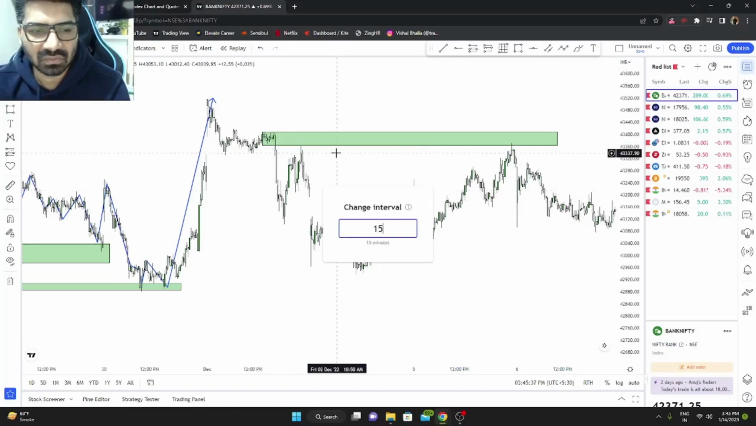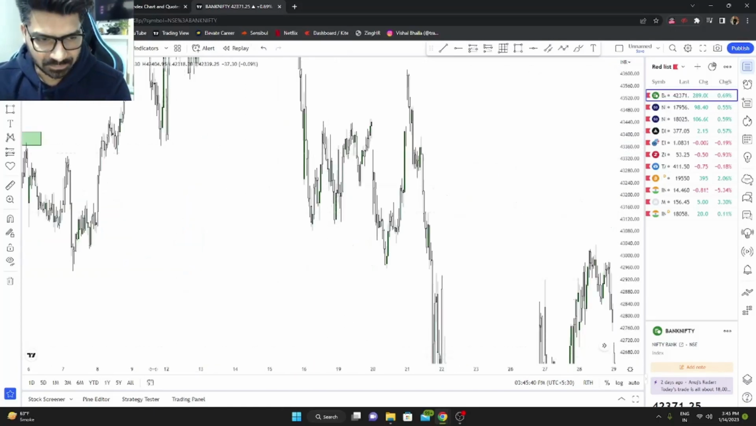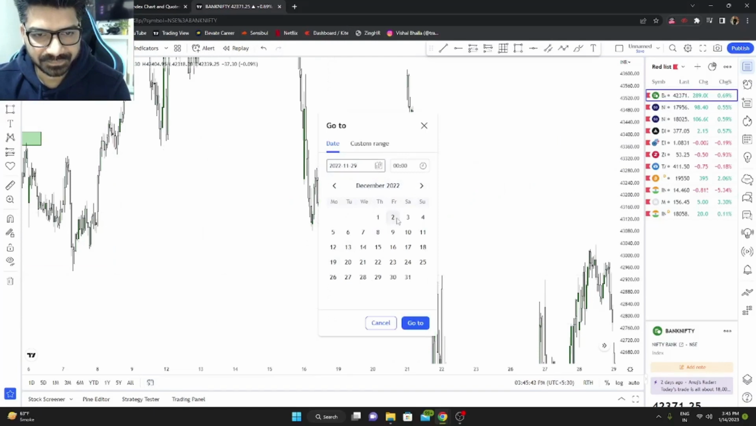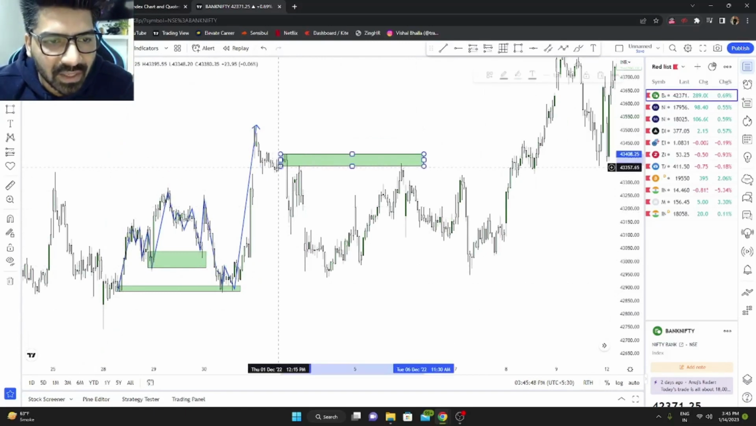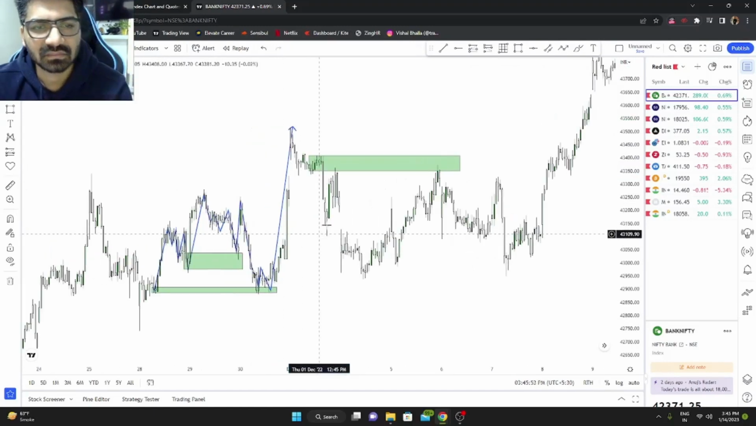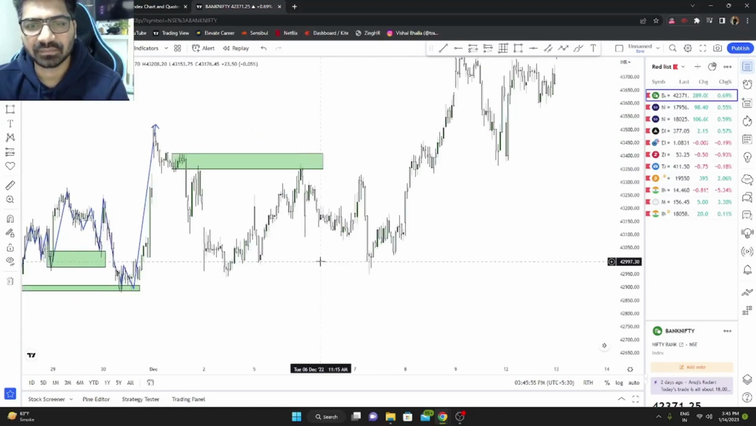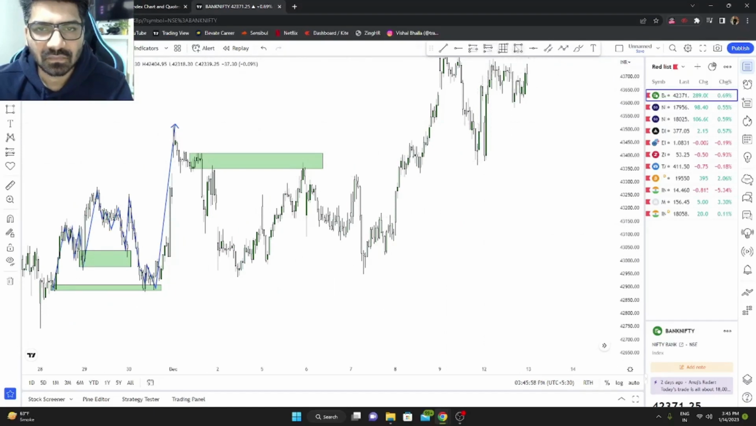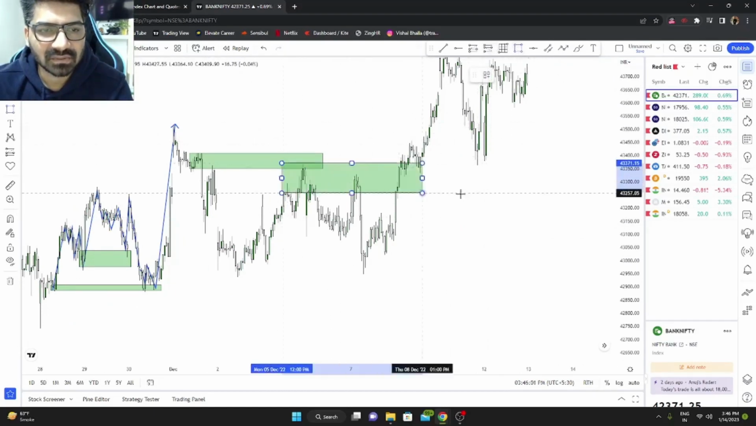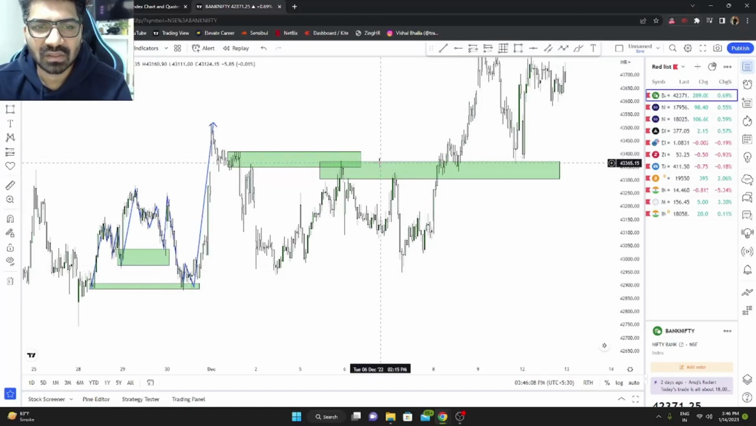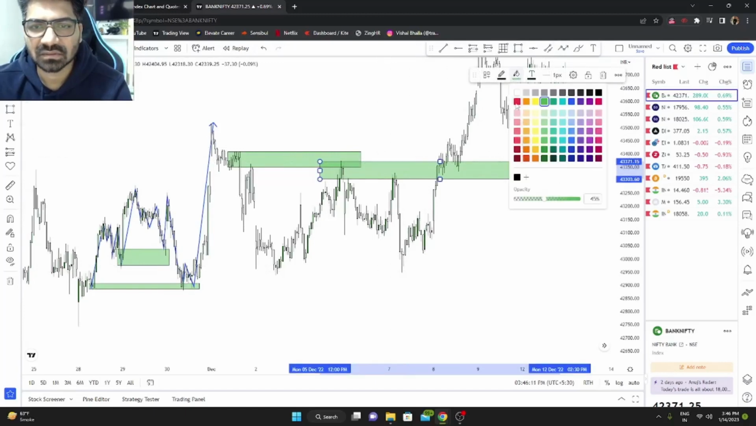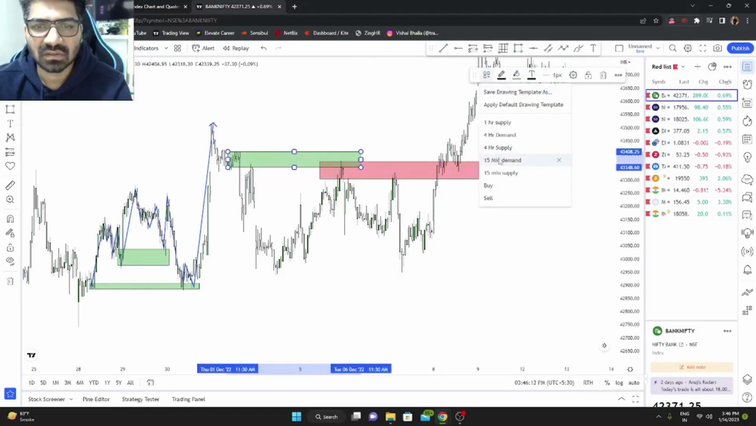If I hop to the 15 minutes time frame, see, this is the buying candle before the selling happens, and it has gone down from there. This is the buying candle before the selling happens. Market came up and then it went down. So these are all the supply zones.